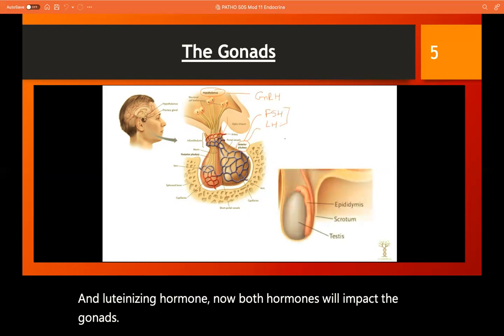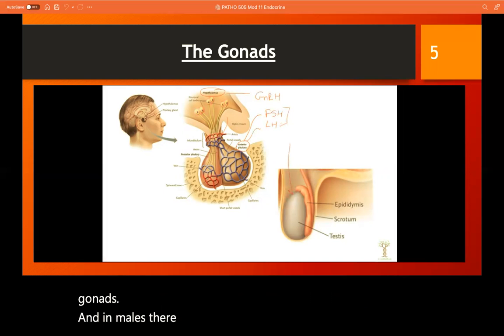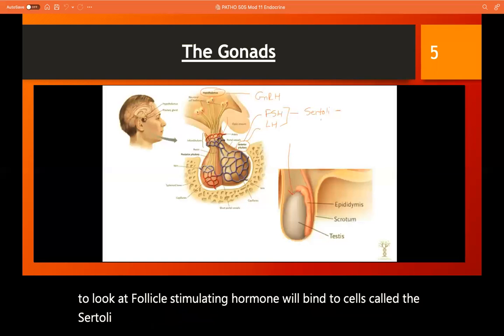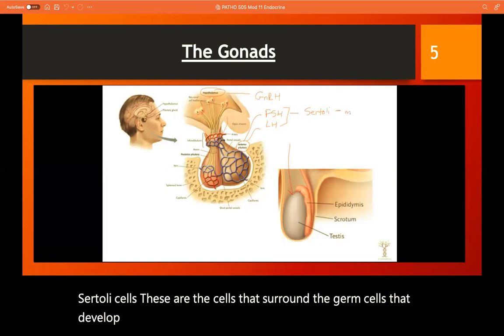And in males, there are two cell types in the testes that we're going to look at. Follicle stimulating hormone will bind to cells called the Sertoli cells. These are the cells that surround the germ cells that develop into sperm. And so the Sertoli cells are really important for promoting meiosis.